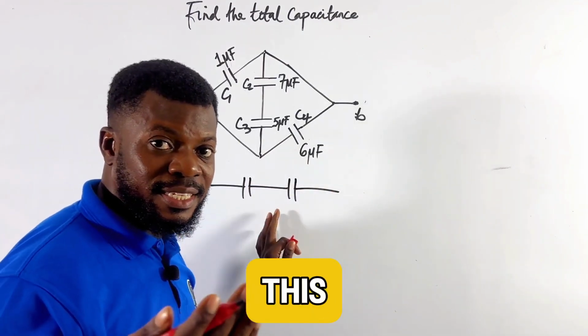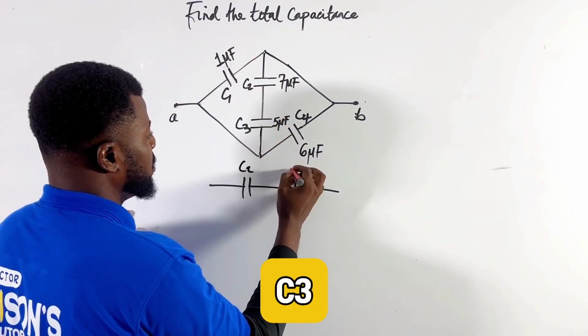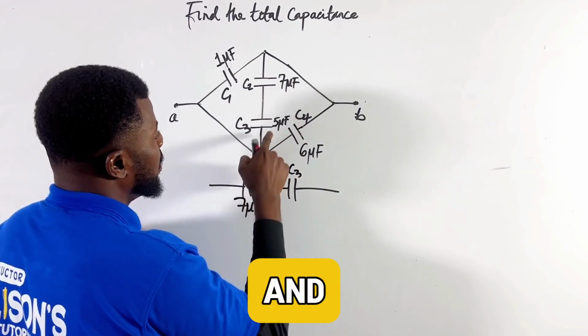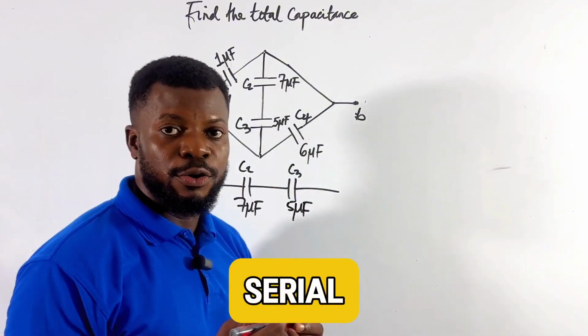So you agree with me that this is a series connection. This particular C2 is this one you're seeing, and this C3 is this one. What is the value for this? It is 7 microfarad, and this one is 5 microfarad. So this is what we call a series connection.